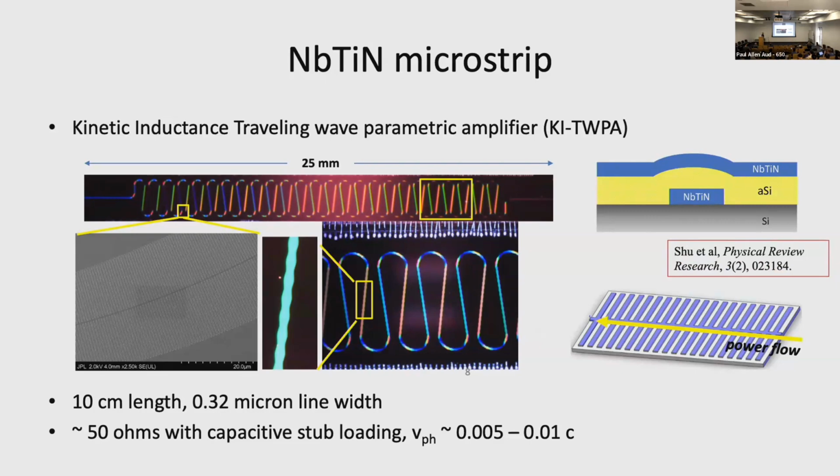Our microstrip has an inverted structure. So the microstrip conductor is on the bottom, and then there's a sky plane on top of it. And the dielectric in the microstrip is amorphous silicon, which has a loss tangent of about 10 to the minus 5. The structure that we use is shown below on the right.